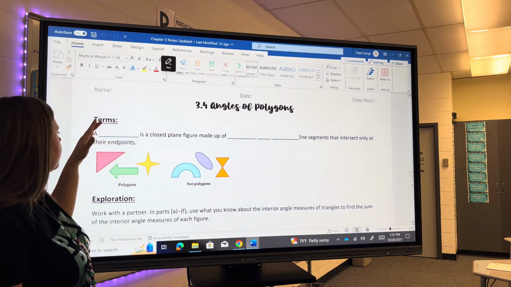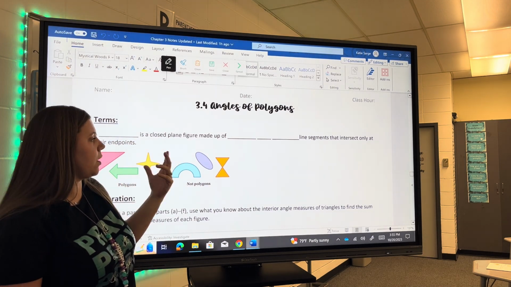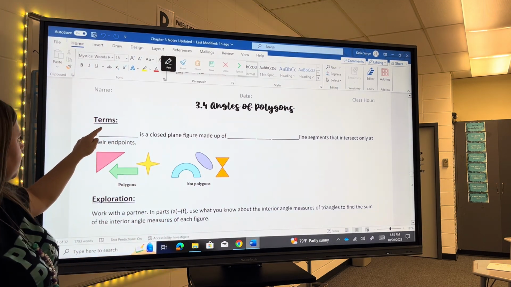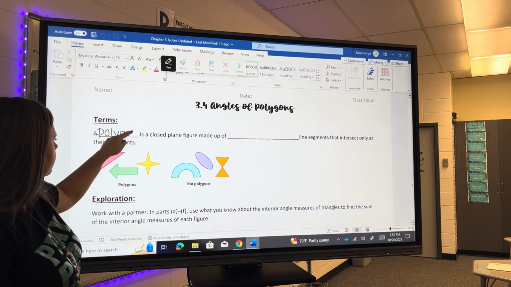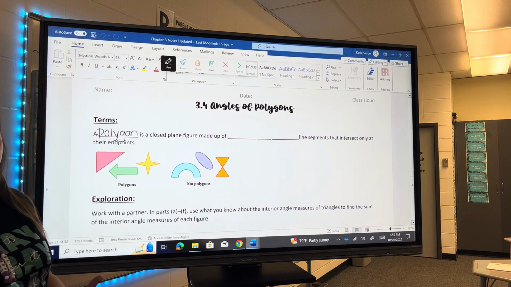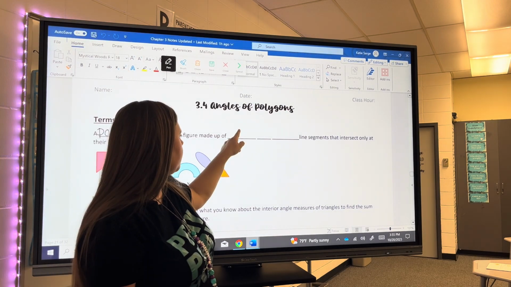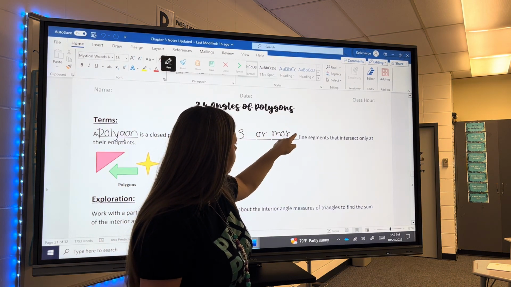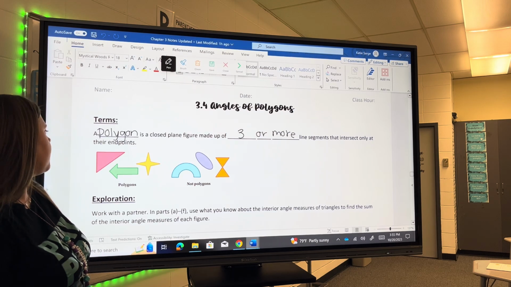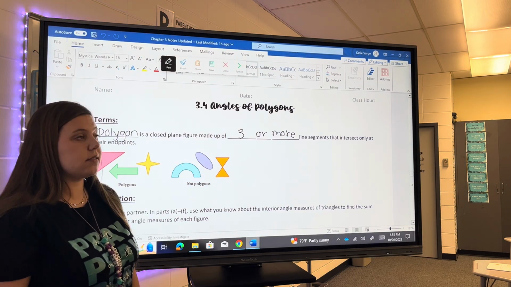So the first one here, we've got terms. A blank is a closed plane figure made up of something. So here we're going to write polygons. A polygon is a closed plane figure made up of 3 or more line segments that intersect only at their endpoints. And we're going to talk about what that means, okay?